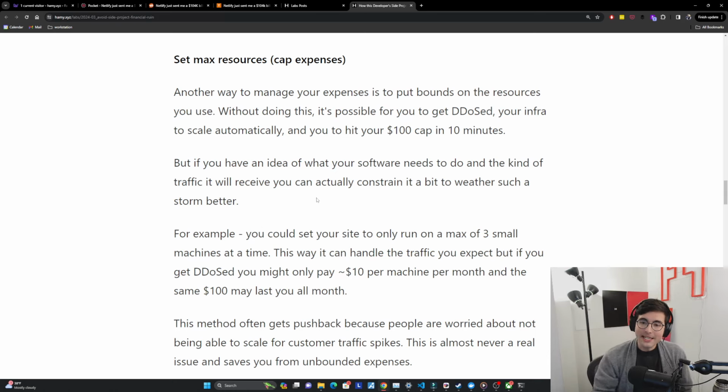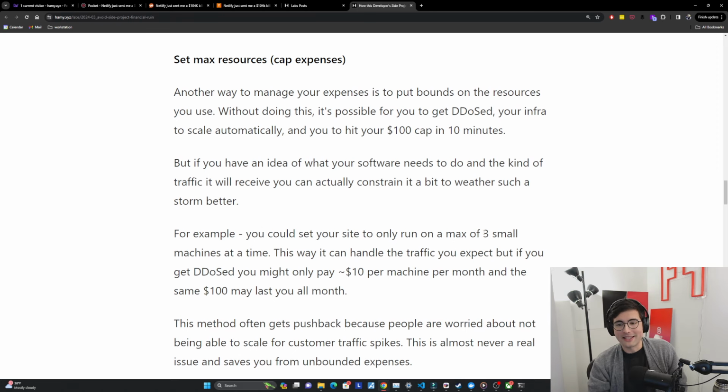If you have an idea of what your software needs to do and the kind of traffic it will receive, you can actually constrain it a bit to weather such a storm better. Like if I have this stupid static site that's a side project, maybe it deserves one machine. Don't ever scale over one machine. It just doesn't need more than one machine. As an example, you set your site to only run on a max of 3 small machines. This gives you plenty of availability. It scales to quite a lot. Machines are very powerful these days.